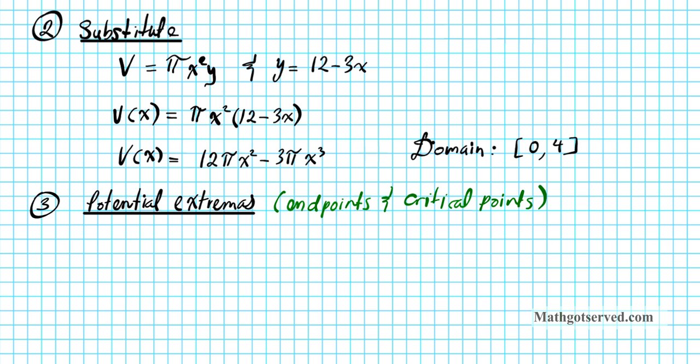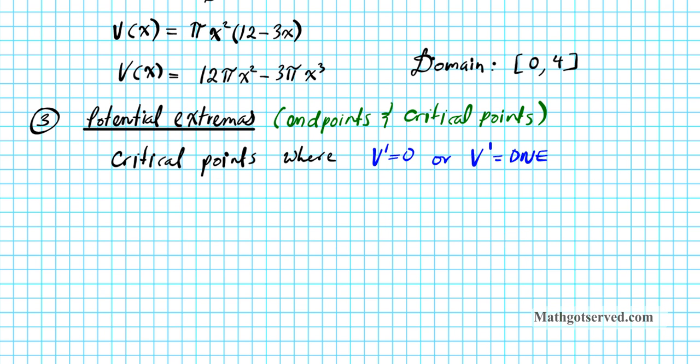So what are critical points? Critical points are where v prime, in this case, because this is a function, v prime is equal to 0, or v prime does not exist. That's what our critical points are, all right? So let's focus on the first one: where is v prime equal to 0?